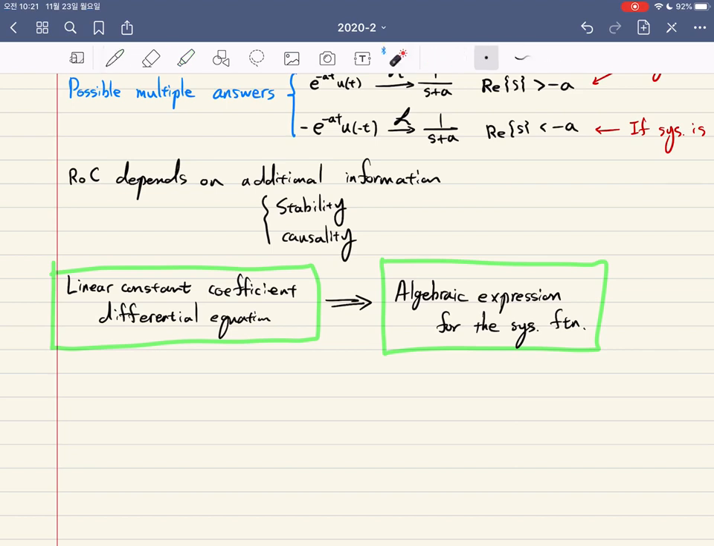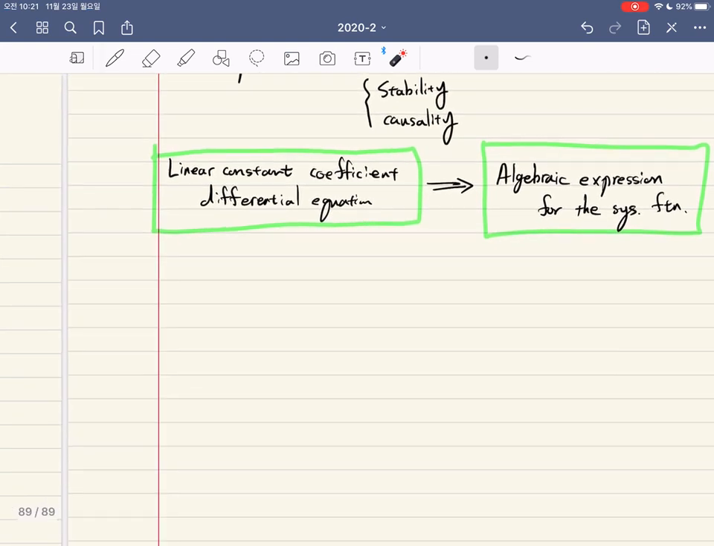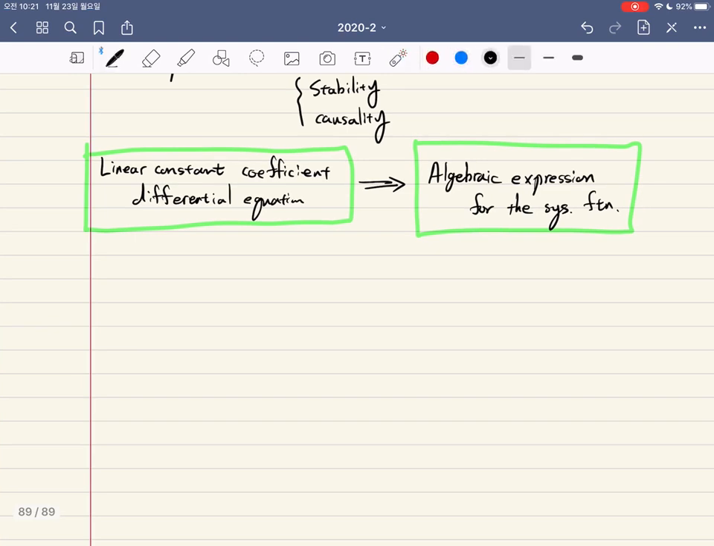However, with only this algebraic equation expression, you cannot choose the region of convergence. So definitely you need additional information like this. Additional information such as stability, causality, or etc. will give you the choice of ROC.